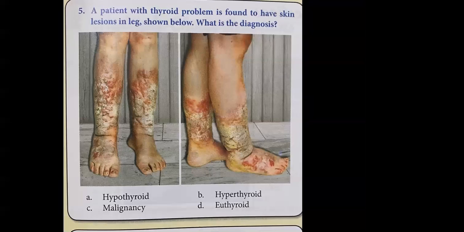Yes, good. So eyebrows, there is a typical loss of eyebrows. If the lateral part of the eyebrows is lost, it is typically seen in hypothyroidism. My question is, medial loss of eyebrows is seen in which of the following conditions? Leprosy. Very good. Medial loss of eyebrows is seen in leprosy.